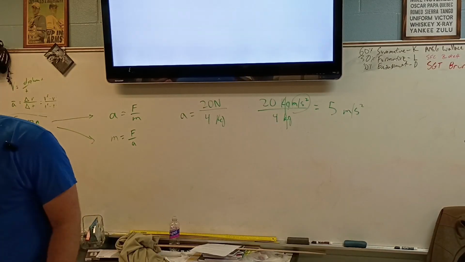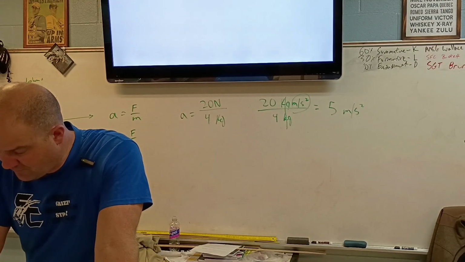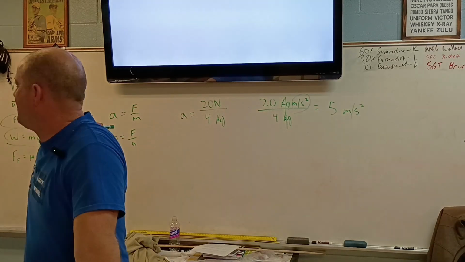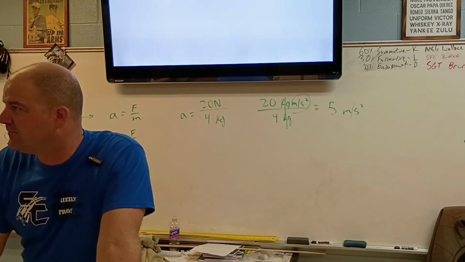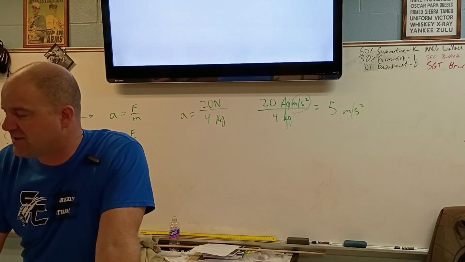So if we got that one, we'd also have number 8, right? For number 8, which of the 3 formulas would we use? Yeah, the one written F equals MA. Good.